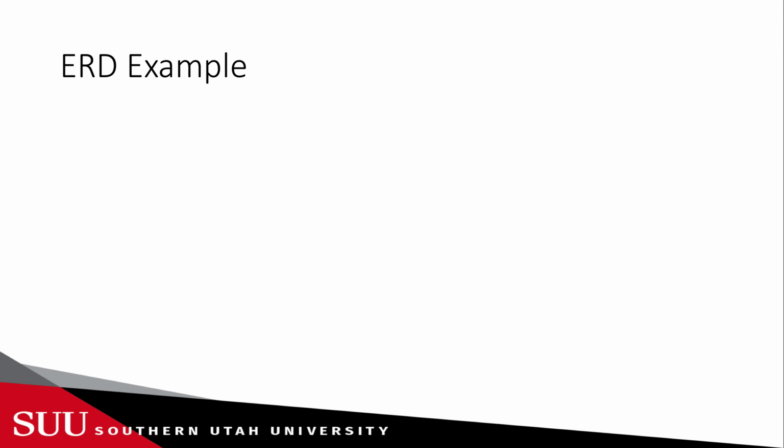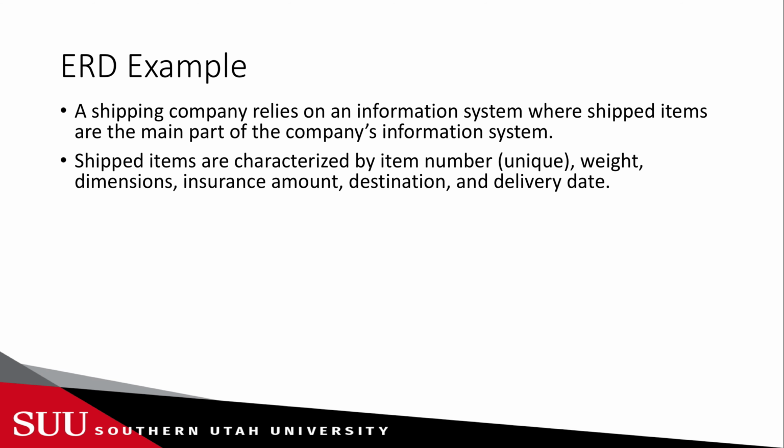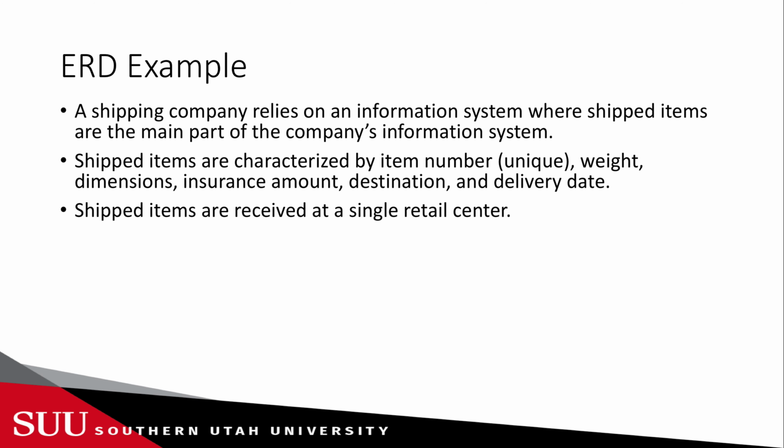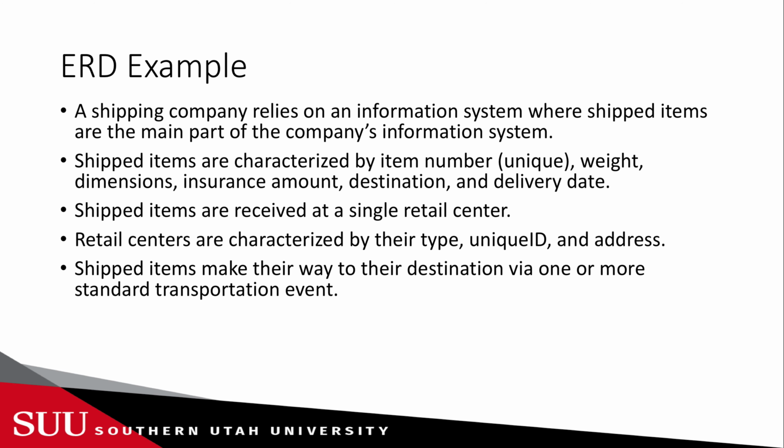Let's look at a bigger ERD example, and let's see how we can draw the whole picture. A shipping company relies on an information system where shipped items are the main part of the company's information system. Shipped items are characterized by item number, which is unique, weight, dimensions, insurance amount, destination, and delivery date. Shipped items are received at a single retail center. Retail centers are characterized by their type, unique ID, and address.